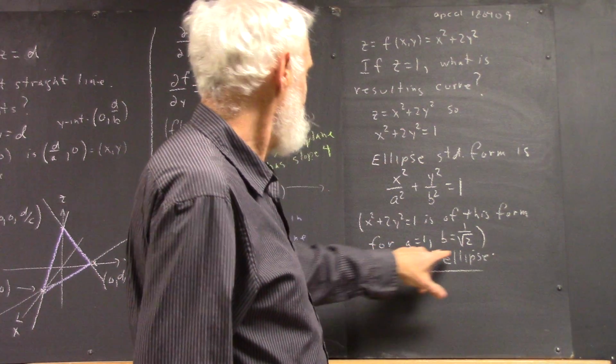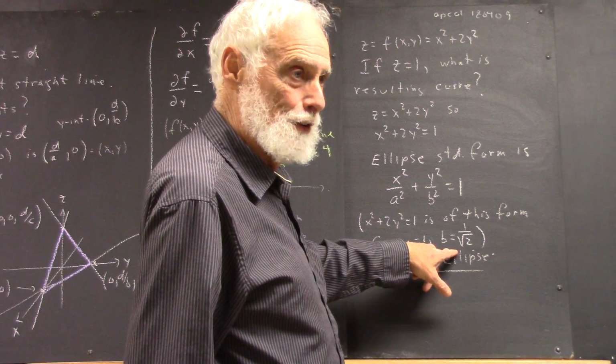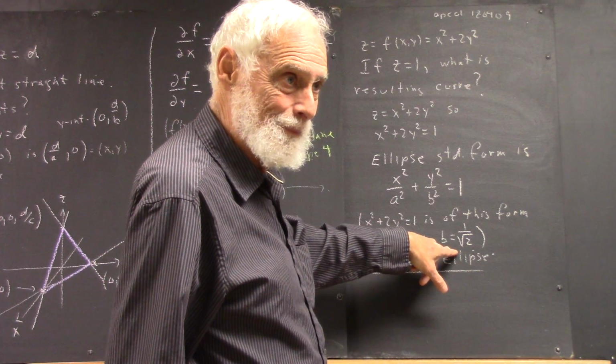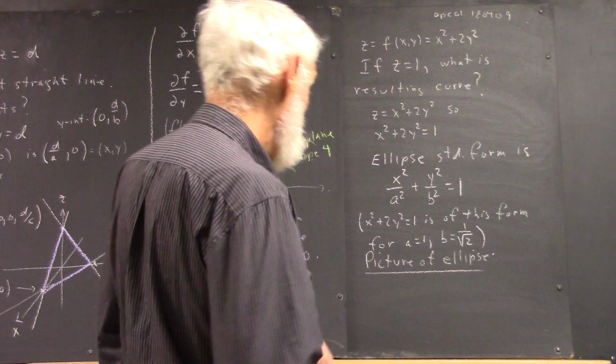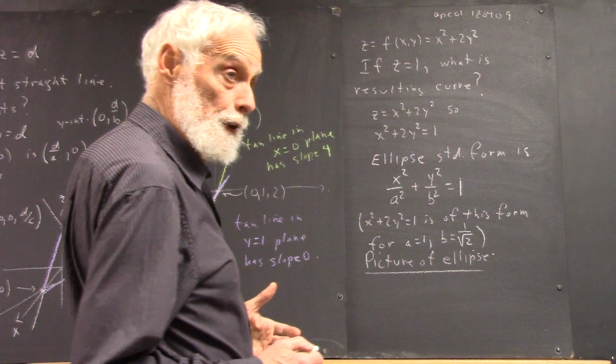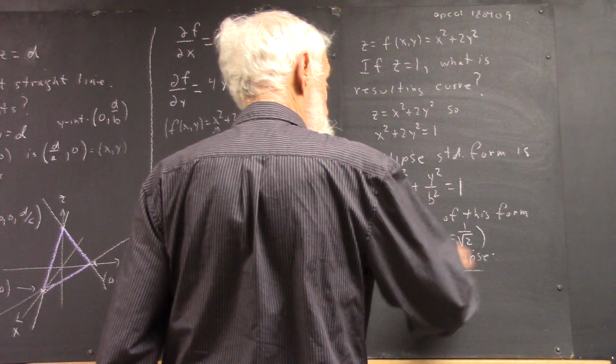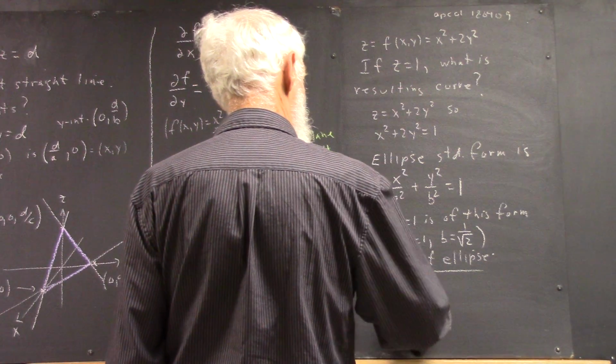So whether you got this yourself or not, and you didn't because I didn't give you time, it's not difficult to put this in this form. I'll do one more example. But let's get the picture of an ellipse. Okay, well, picture of your ellipse is this.